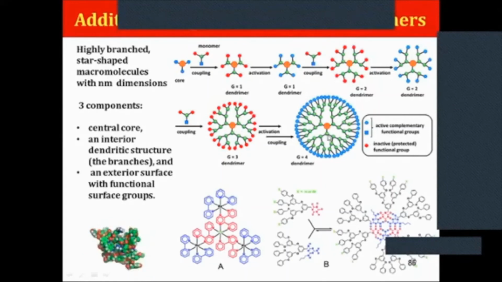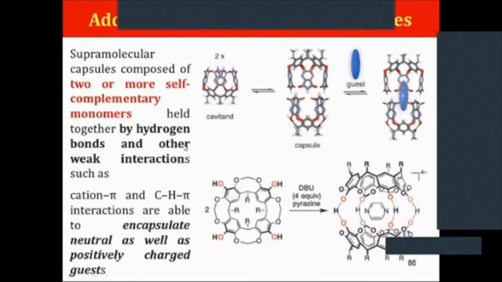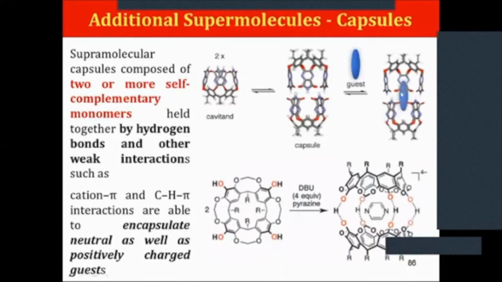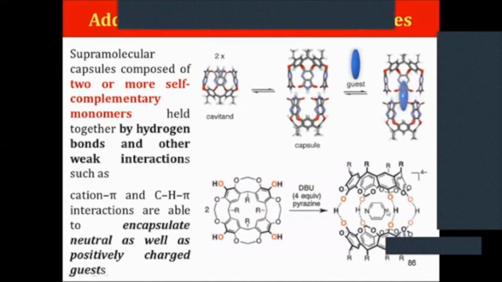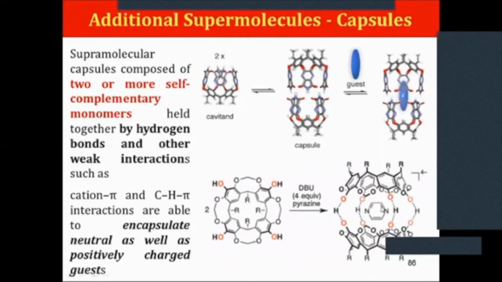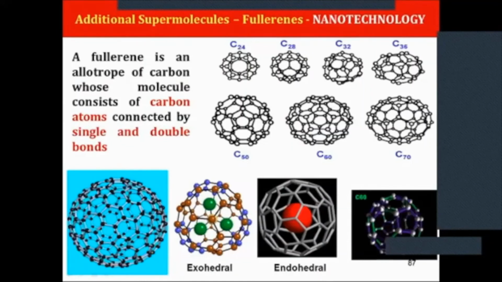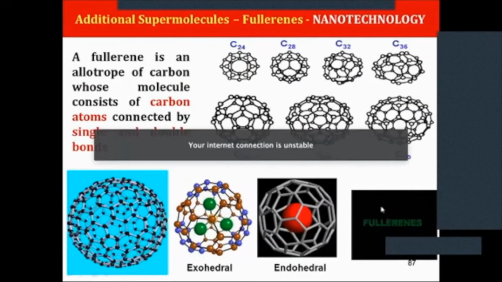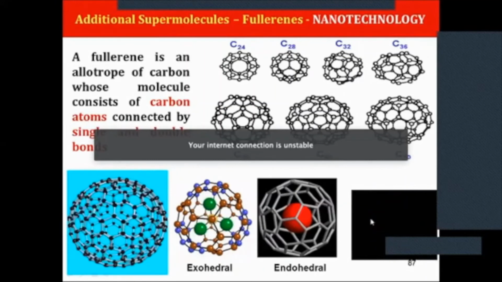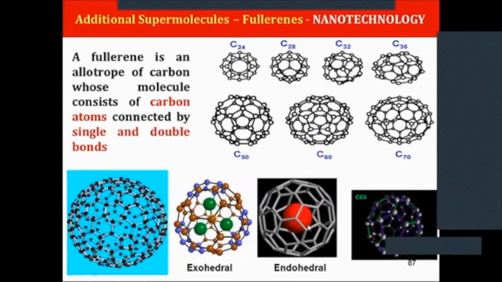Next one is capsules. Two or more molecules which are complementary to each other self-assemble like this. If the two self-assemble, they trap guest molecules inside. You can see this molecule traps the pyridine molecule inside. So these are called supramolecular capsules. And you know, in nanotechnology, you have a fullerene, which is an allotrope of carbon, whose molecule consists of carbon atoms connected by single and double bonds. You have several fullerene molecules. If it entraps a guest inside, then it is called endohedral. If it is functionalized outside, it is called exohedral components.